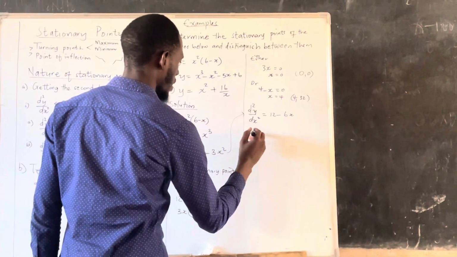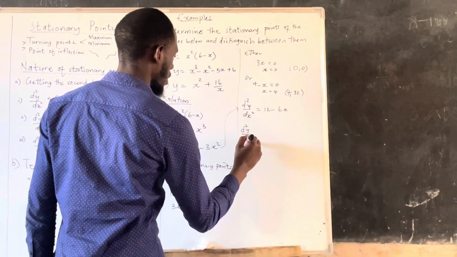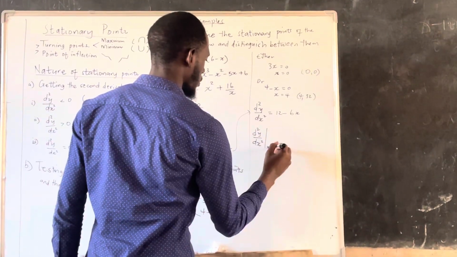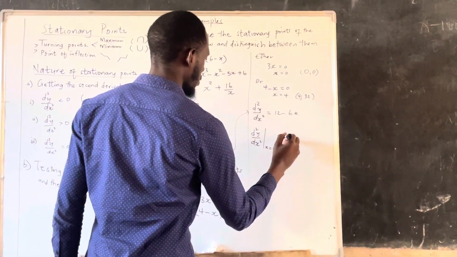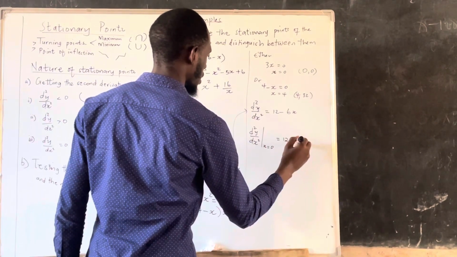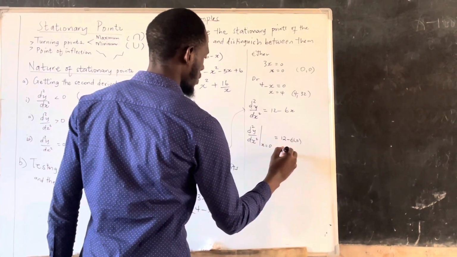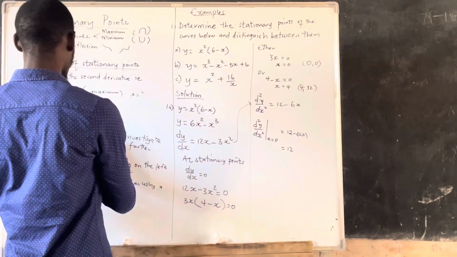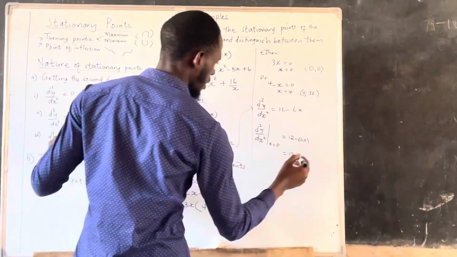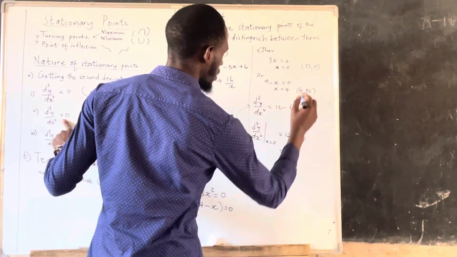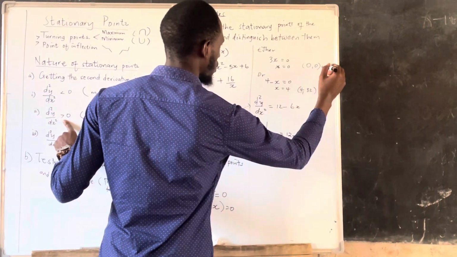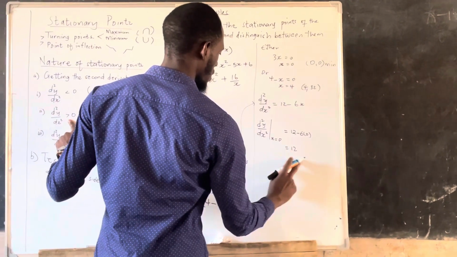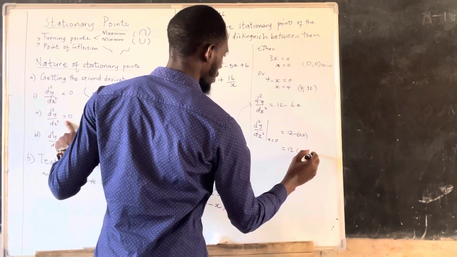I'm going to start with d squared y by dx squared when x is equal to 0. When I substitute, it's going to be 12 minus 6 times 0. So this gives me 12, and 12 is greater than 0. It's positive, so automatically this shows that at point 0, this is going to be a minimum. Since this is greater than 0, it is a minimum turning point.